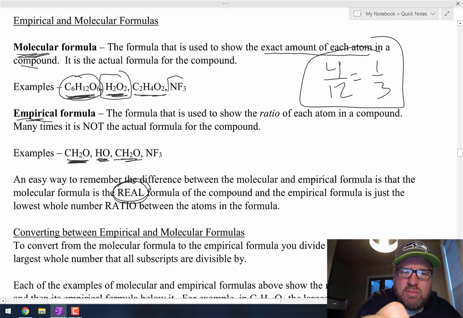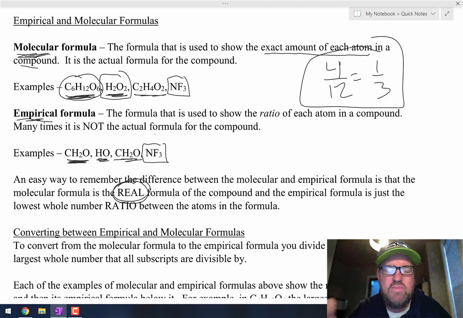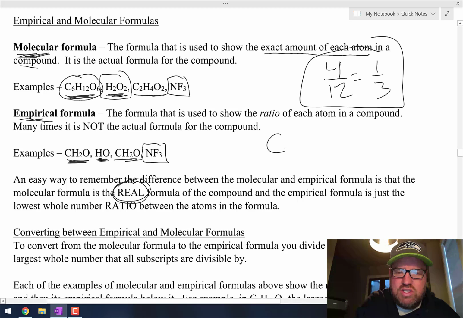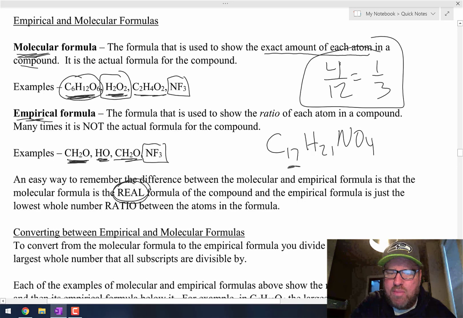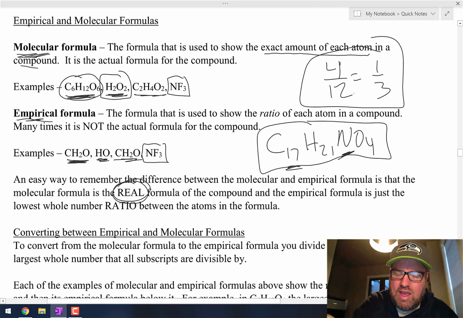And sometimes the molecular formula will be the same as the empirical formula. NF3, nitrogen trifluoride, is NF3. That's the molecular formula. And its empirical formula is also NF3. And many times that happens, such as a big molecule, such as C17H21NO4. If any of those are prime numbers, like that right there, or if any of the numbers are a 1, like there's only one N, well then certainly you can't reduce that. And so that right there is the molecular formula. It's also the empirical formula.